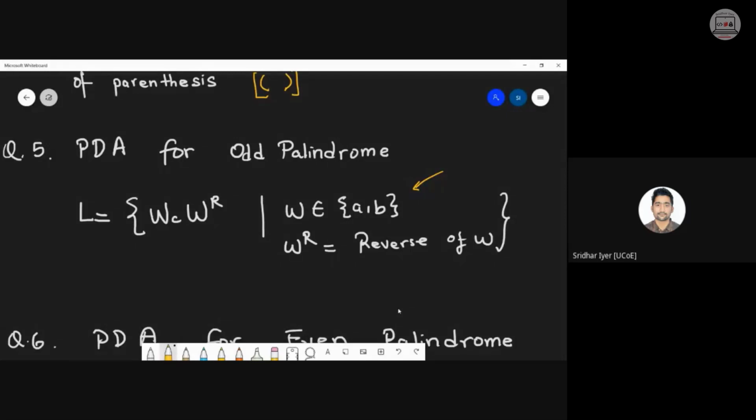For example, if the string W is ABB, then the palindrome WCWR would be ABBC, then the reverse of W, that is BBA. Obviously, as you can see, this is a palindrome. But what about this C? C is the middle character. It just tells you that you have reached the middle of the string, and after that, whatever is present is the reverse of W.